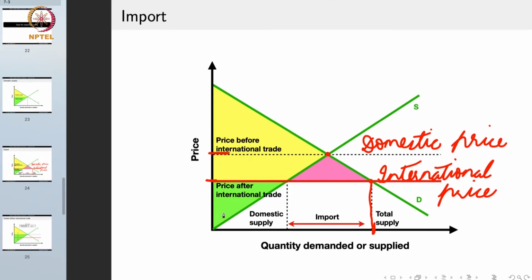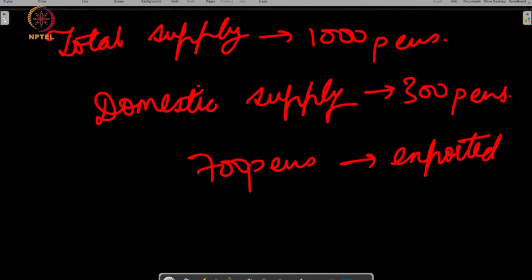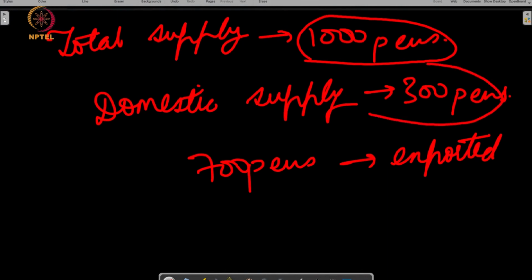Now, for the domestic producers, the supply curve was this. And the point where the supply curve is cutting the international price is telling us the domestic supply. So this is the quantity that the domestic producers are able to supply, and this is the total quantity that is being supplied in the market. What we are saying here is that the total supply is 1000 pins, as we have seen before. The domestic supply is 300 pins.